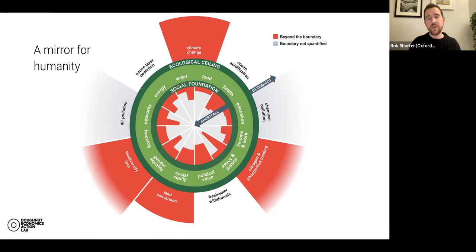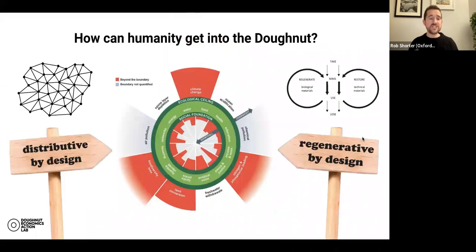With Doughnut Economics, we offer two design dynamics that are like buttons to notice all the different ways that can move us into this lovely, doughy, juicy place. First of which is distributive design and then regenerative design. So I'm going to talk through those one by one.